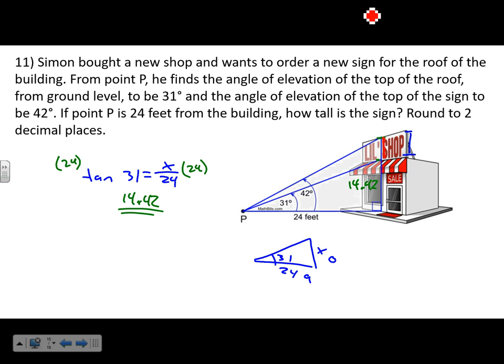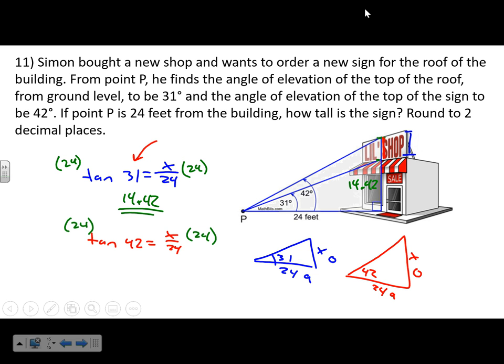Now we're going to do the same thing to the top of the sign. Now the angle is 42, but everything else is the same. 24, this is X, that's our opposite, this is our adjacent. So really, you can almost do the same thing, just put 42 in there. Tangent of 42 is equal to X over 24. Multiply by 24. 24 times the tangent of 42 is 21.609, which means that's 21.61. So that's the whole thing.